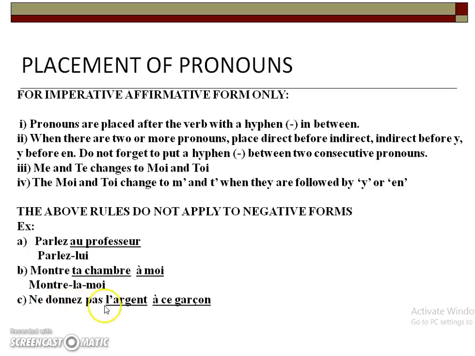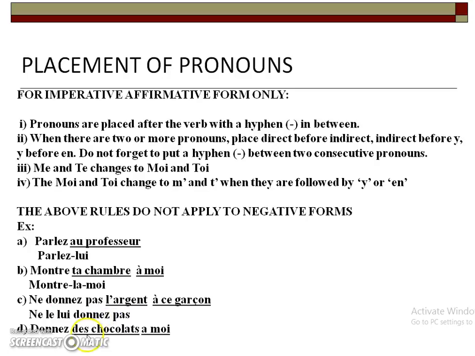Next, ne donnez pas l'argent à ce garçon. Do not give money to him. Do not give it to him. Pay attention that this is the negative form, hence we apply the earlier rules. So this would be replaced by le and to him would be replaced by lui. So your answer would be ne le lui donnez pas.